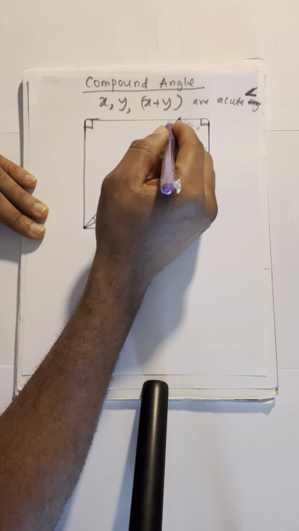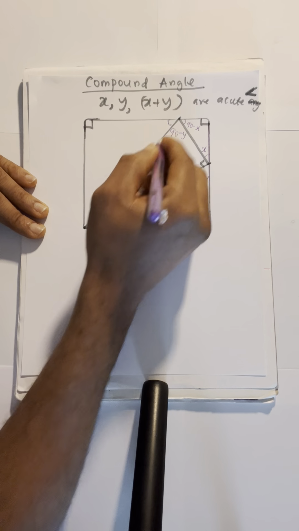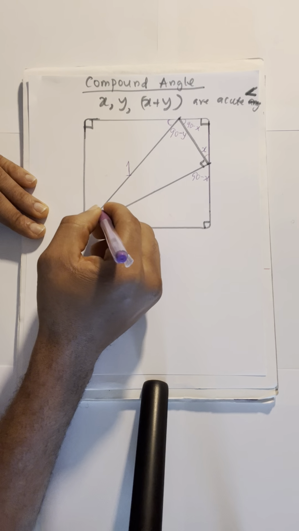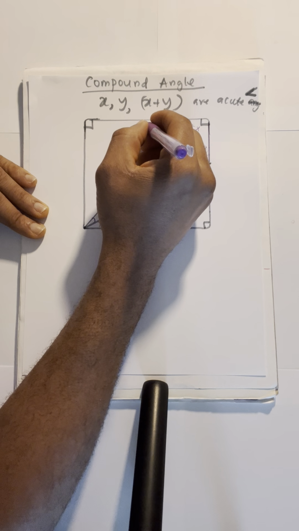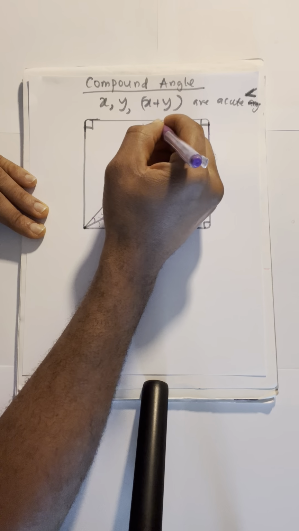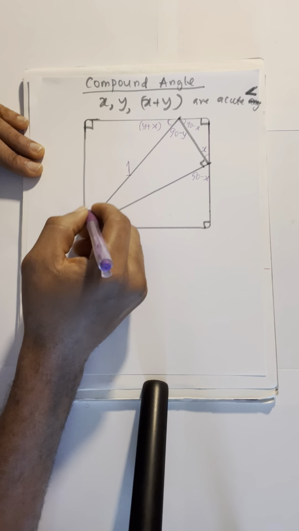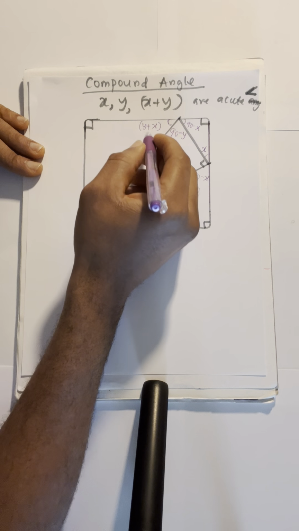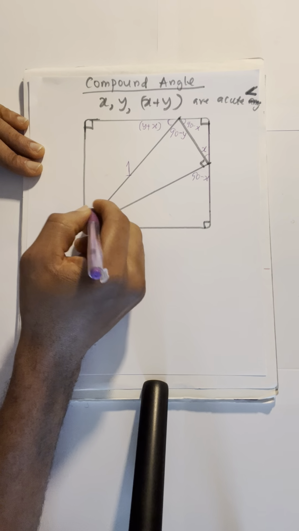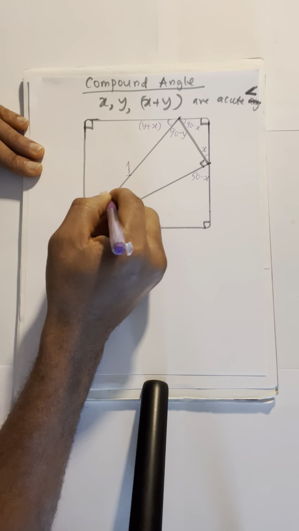What will be the value of this angle? This angle here is vertically opposite to the angle here, and vertically opposite angles are equal. So here will be 90 plus x. With the same thinking, if here is 90 plus x, what will be this angle? It's 90 minus x plus y.